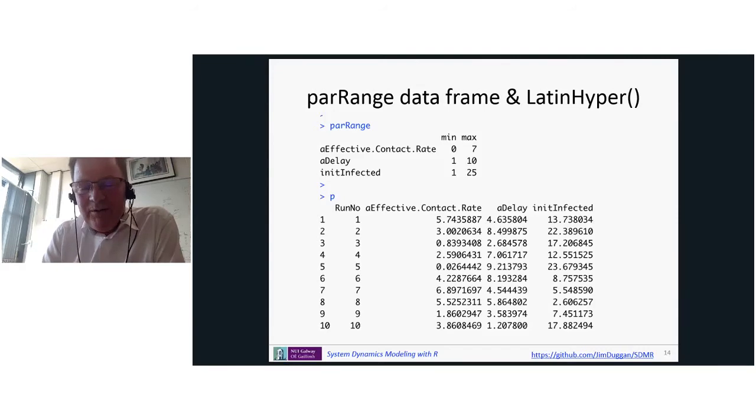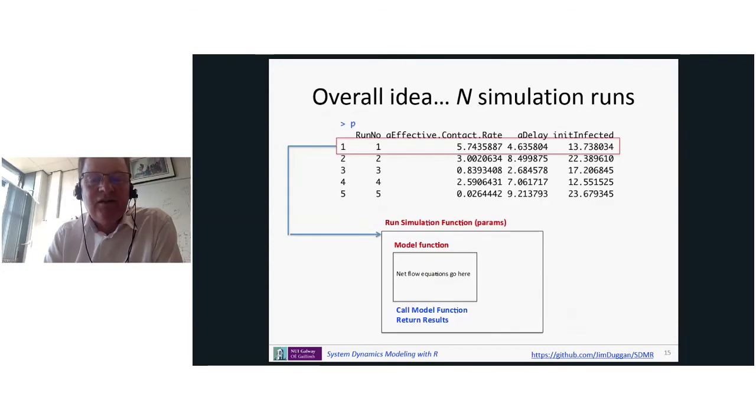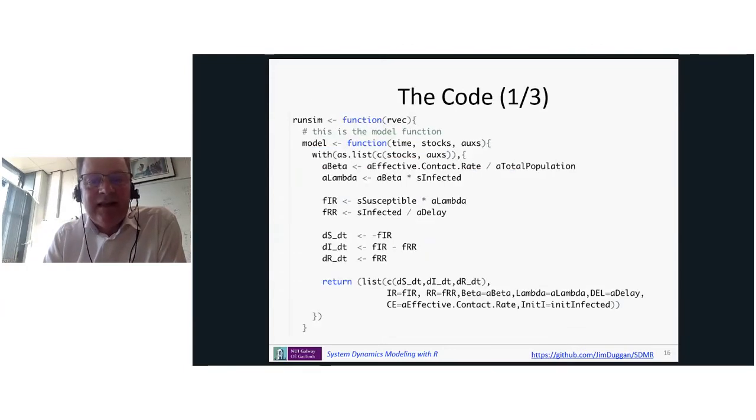So what we then do is we need to run some R code. For every row of data, we need to run the model and store the results. So there are n simulation runs. Okay, that's the code itself.